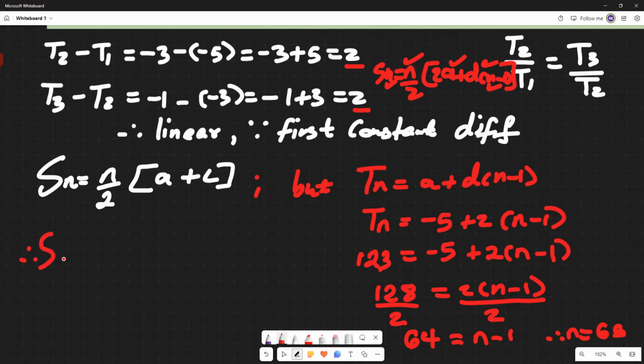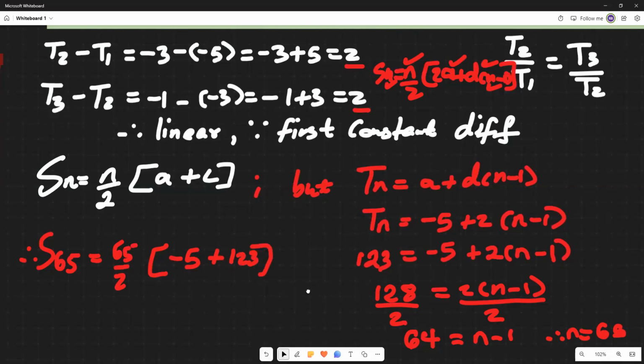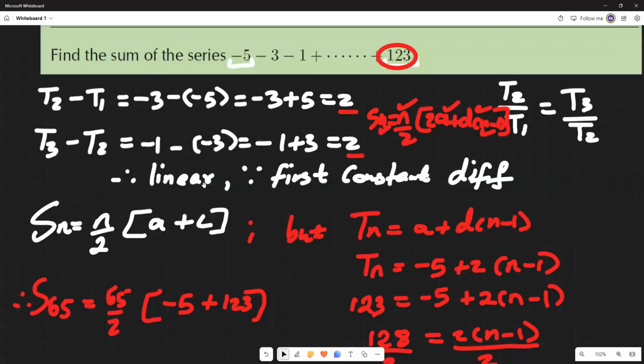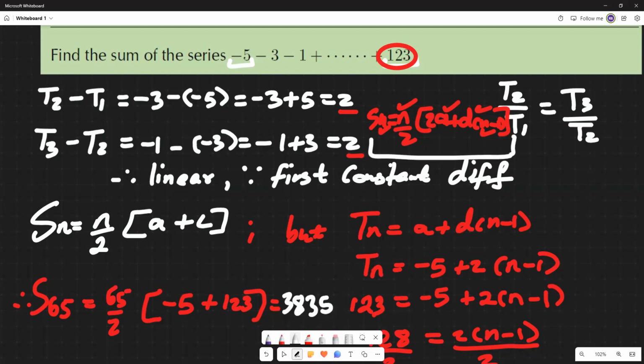Therefore, I'm looking for the sum of the first 65 terms, which is 65 over 2. My first term is minus 5, and then my last term is 123. Let me just verify. Yes, my last term was 123. My first term was that. Then I press that on the calculator. 65 over 2 into bracket minus 5 plus 123. That gives us 3835. Please use this formula and see if we get the same answer.